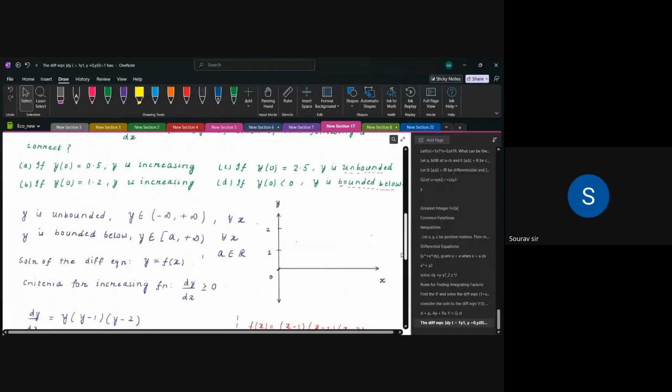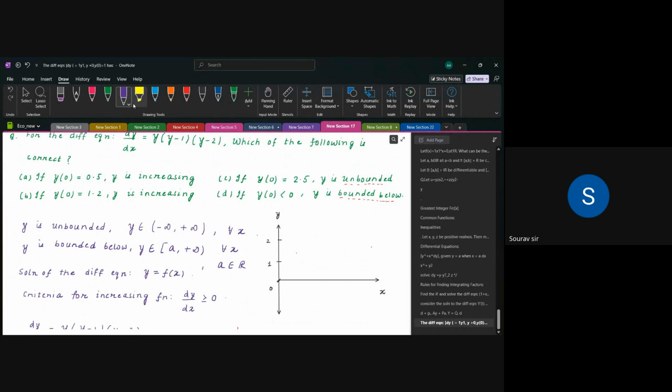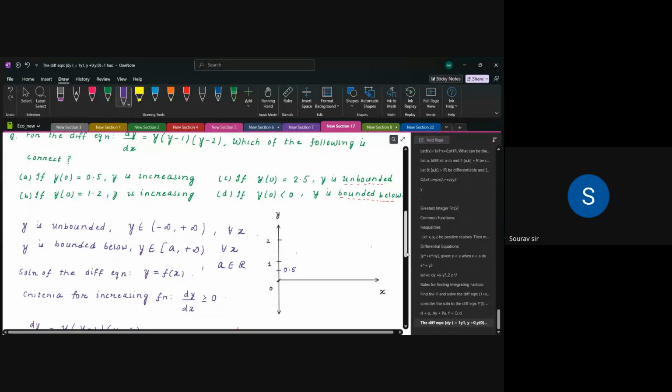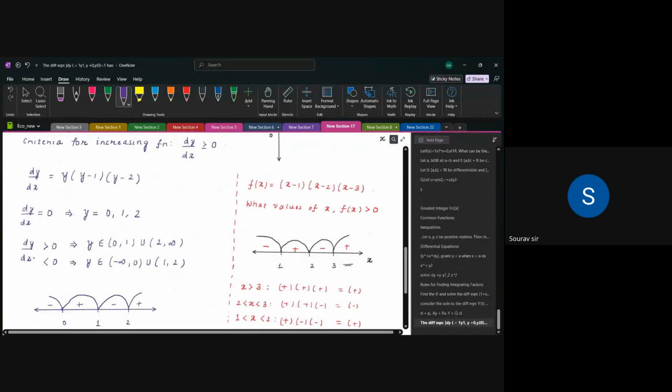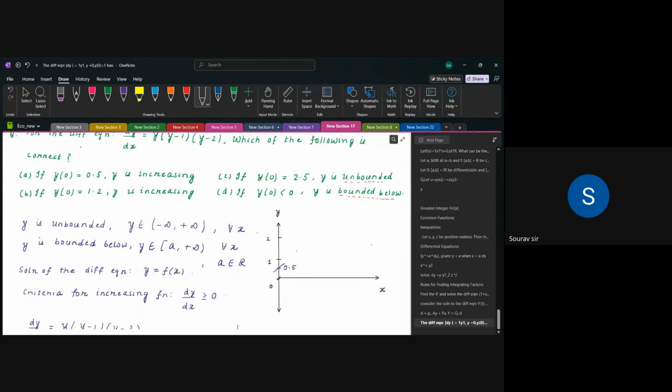Now, if you look at the options, if y(0) is 0.5, then y is increasing. Where is 0.5? Between 0 and 1. Correct? And between 0 and 1, what is dy/dx? dy/dx is positive. So the curve will be something like this at this point. Right? So option A is correct. Is it making sense to all of you? How we got this?